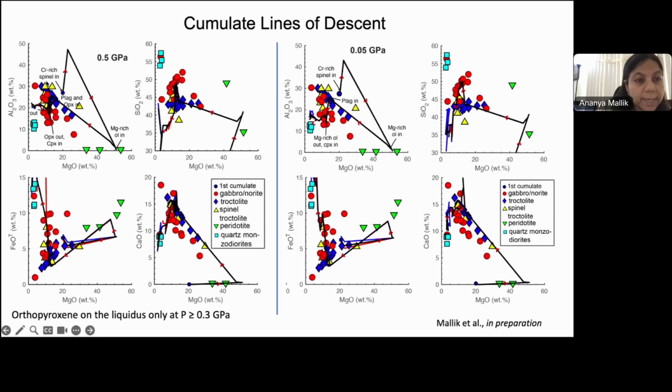So what you can see is that you start with the first cumulate, this circle, and then you have these zigzag lines, which represent the appearance or disappearance of a certain mineral along the cumulate line of descent. Just as an example, we start with chromium-rich spinels coming in. At some point, it's just chrome-rich spinel, and then magnesium-rich olivine comes in. Then at some point on the line of descent, plagioclase and orthopyroxene come in. And then at some point, orthopyroxene goes out and clinopyroxene comes in, and so on. So this is the reason why we have all these zigzag lines here.